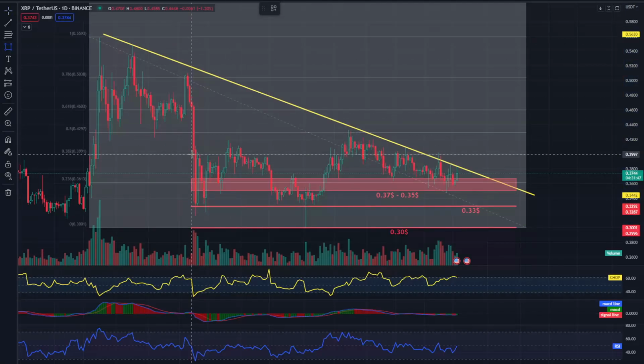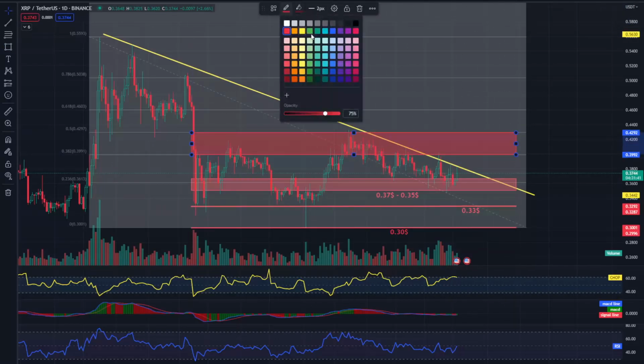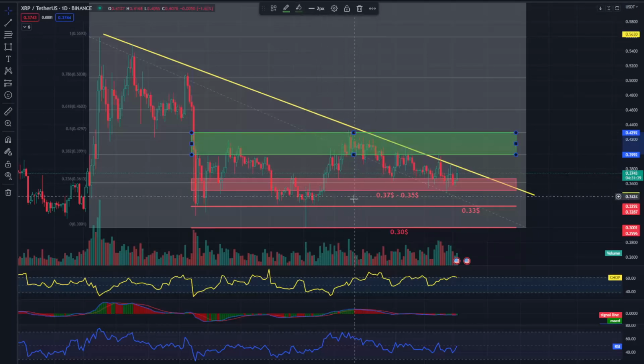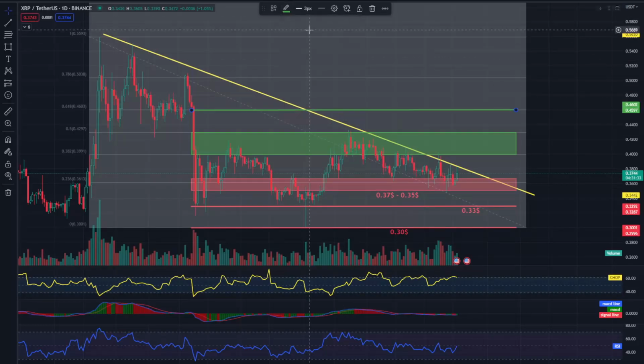Looking the other way, we see a strong resistance zone from 40 cents to 43 cents, but before that we need to break the downtrend lines. The next resistance is at 46 cents, followed by resistance at 50 cents.